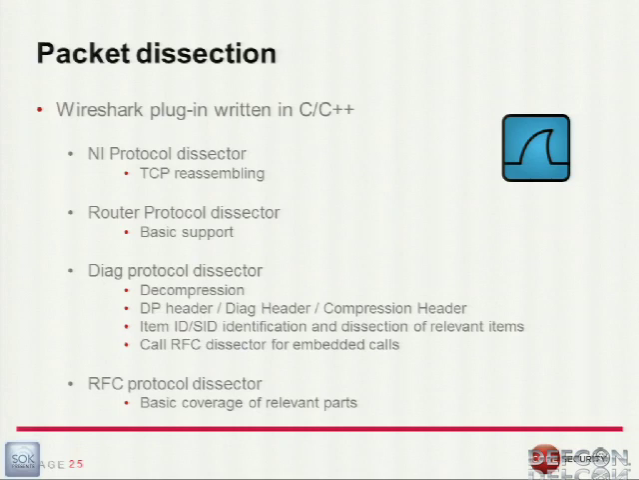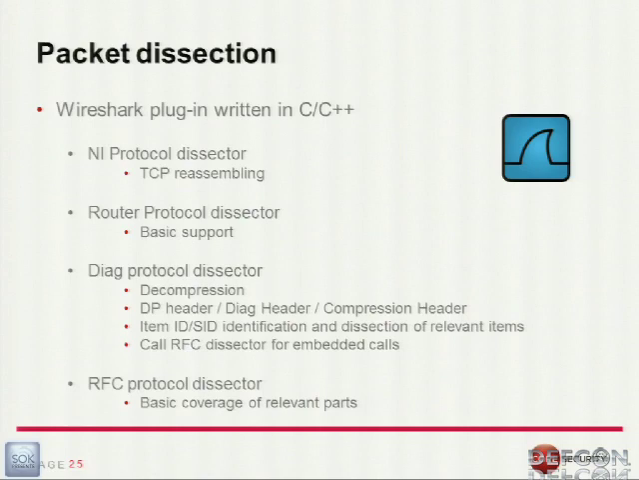And then there's the diag protocol dissector, the most important one, which handles all the decompression and identifies the different parts of the DP header, the diag header, and the compression header. It also identifies the different items, and some of the most relevant are also dissected. The values of those items are also dissected. And this dissector also calls the RFC dissector when it finds an embedded code.